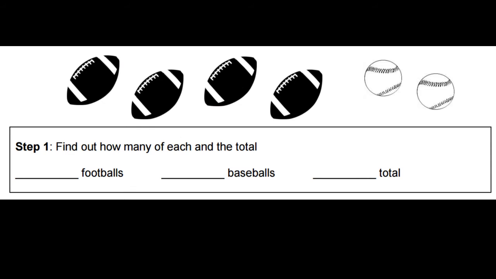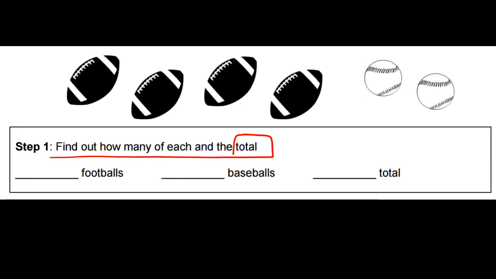So here we're given this picture. We have some footballs and baseballs, and we have to figure out the ratio of comparing these two quantities here. We have the footballs and the baseballs. But the very first step in solving any ratio problem is you need to find out how many are in each group and the total.